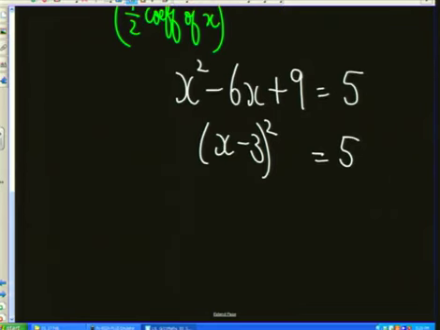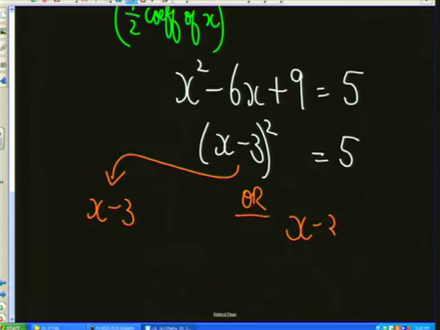Okay, once I've got my squared value, I now have this situation where if I take the root on the left, I get x minus 3. If I take the root on this side and the root on that side, I get √5, but I could also get -√5.